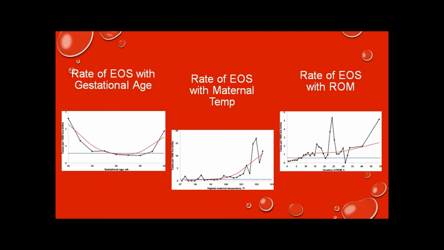In the calculator, you can look at the rate of EOS within that cohort, which is over 600,000 babies. Per gestational age, you can see that at late preterm to term, it really starts dropping off. Same thing with the rate by maternal temp and the rate by rupture of membranes. So at a 102 temp, that rate of sepsis is really high. Rupture of membranes around 24 hours really puts the baby at risk for early onset sepsis.